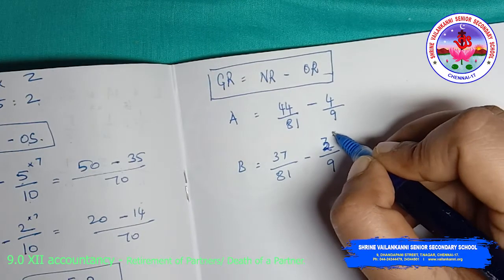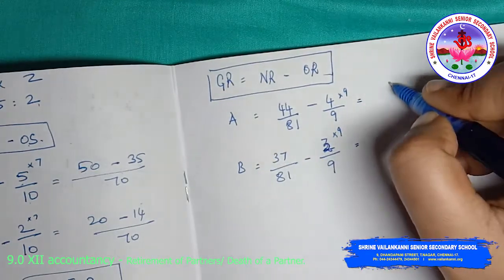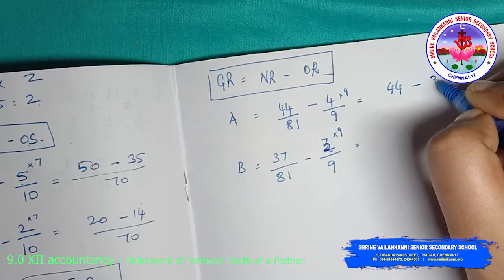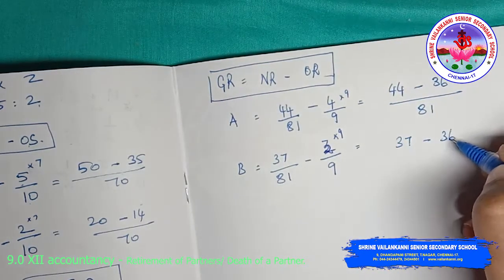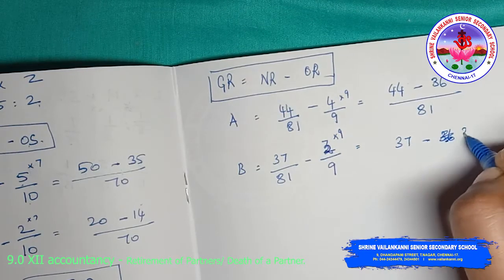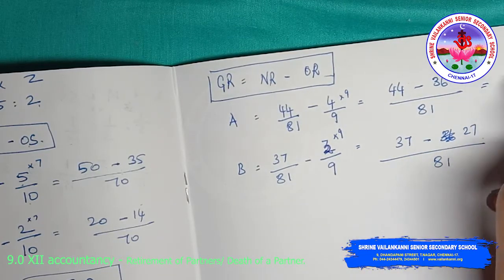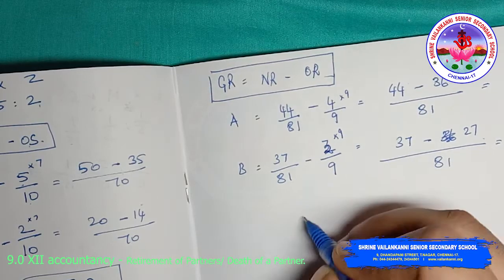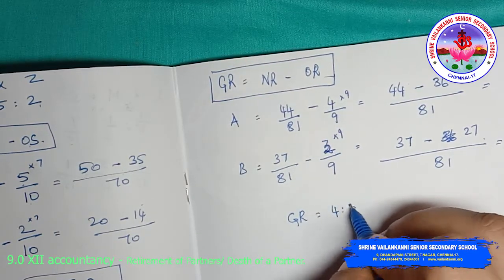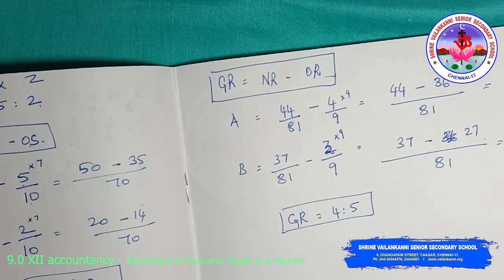So I'm going to multiply this with 9 so that my denominators will be equal. So 44 minus 36 divided by 81. Similarly, 37 minus 27 by 81, since 3 9s are 27. Now 44 minus 36 is 8 by 81, and 37 minus 27 is 10 by 81. So my gaining ratio is 8 is to 10, so 4 is to 5. This is how you need to write it.